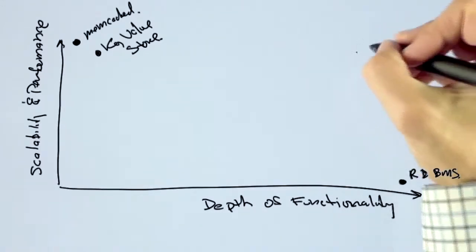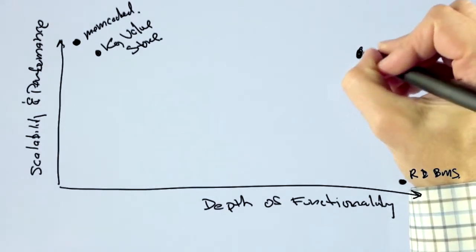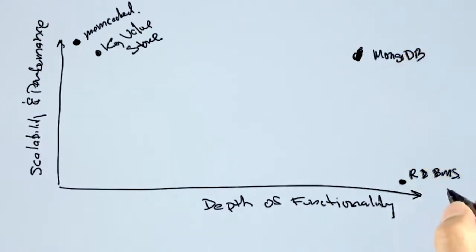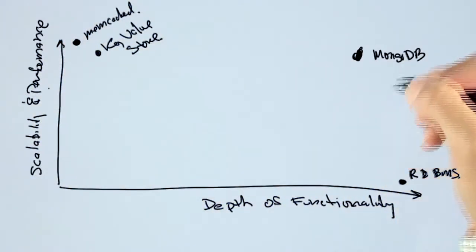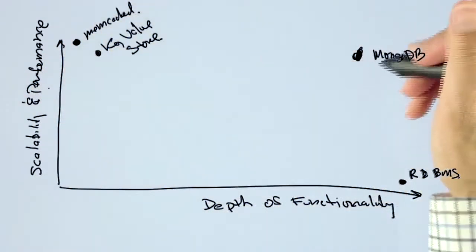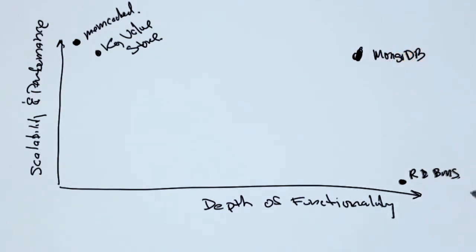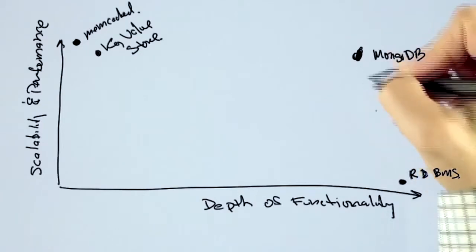So MongoDB tries to live over here. And the idea is to retain most, if not all, of the scalability and performance while giving you a lot of functionality to work with, but not quite as much as you'd get here. So, what's missing between here and here? Well, there's a few different things that are missing.